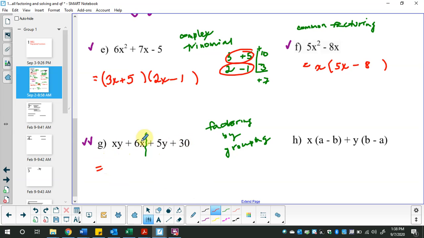So in the first half, ignoring all this stuff back here, in the first half there is a common x, so I can take that out the same way as I did with question F. So I'm left with y plus 6. And in the back half, ignoring all the front stuff, I could take out not just a 5, but a positive 5. I must take a sign with it, and I'm left with a y plus 6.